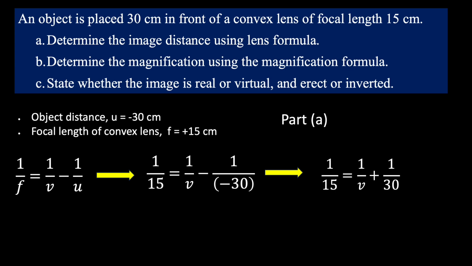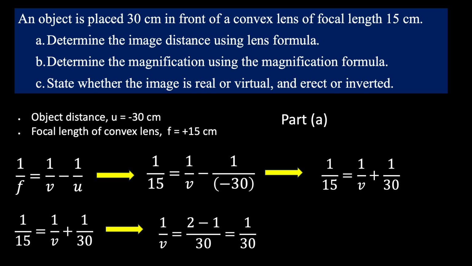Let's rearrange. First of all, the sign will change. Minus minus will become plus. Now, on rearranging, you will find that 1 by V is equal to 1 by 30, which means that V will be equal to 30 centimeters. So that's our image distance.